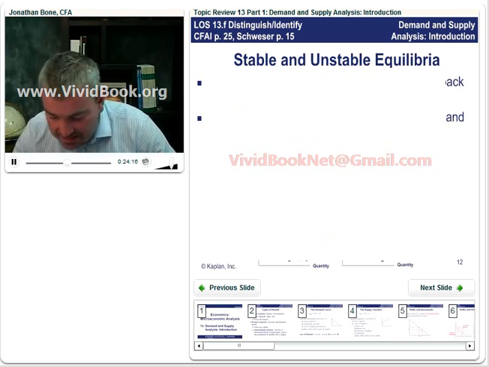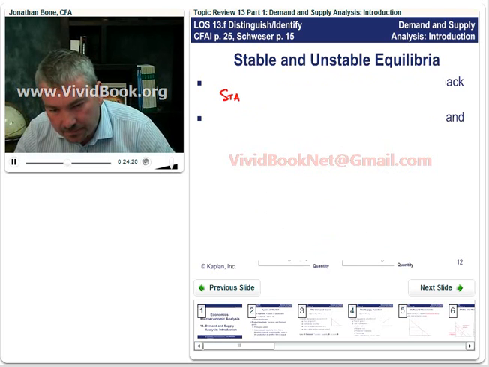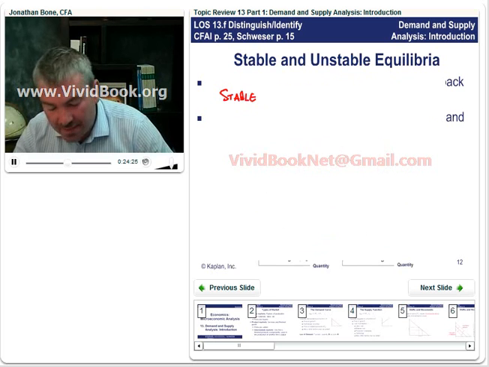Okay, now, these are the requirements for a stable equilibrium. And I want to really think about two scenarios here. I want to think about price being above the crossover point.